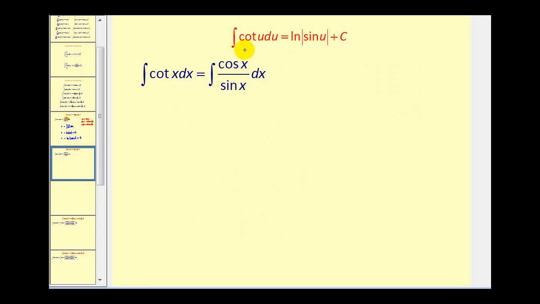Now for the formula for the integral of cotangent u du, if we take a look at the integral of cotangent x dx, it's going to be a very similar process. We know that cotangent x is equal to cosine x over sine x. So if we let u equal sine x, du would be equal to cosine x dx. And we'd go through the same process that we did on the previous screen for the integral of tangent x. I'm going to go ahead and stop here, but you may want to verify this for yourself so you can see where this formula actually comes from.